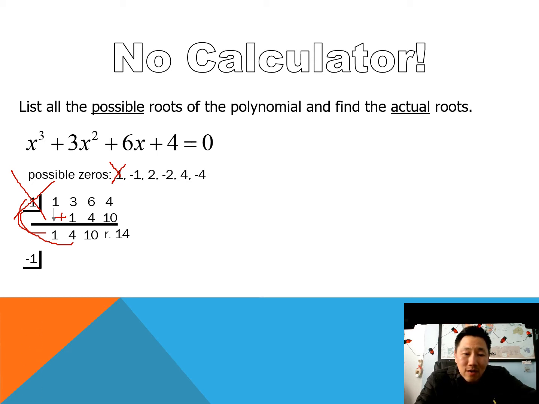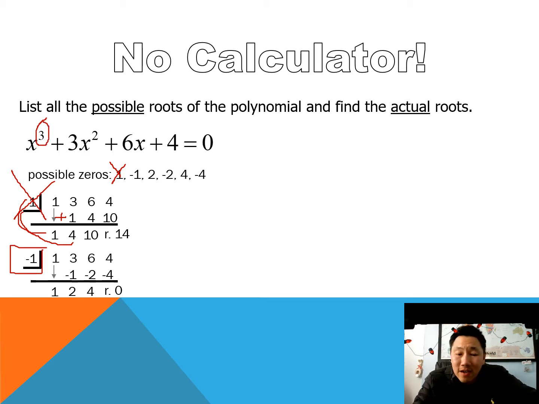Let's try it for negative 1. Plug it in, bring the first one down, multiply, add, multiply, add, multiply, add. If you notice, we have remainder 0. What that means is negative 1 is a solution to that equation. So we found one solution. But the problem says there are going to be 3 solutions, so we have to find the other 2.